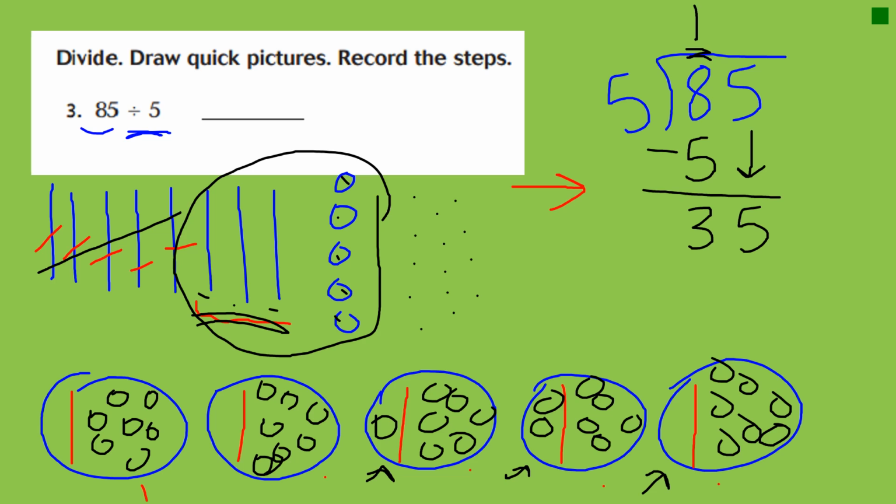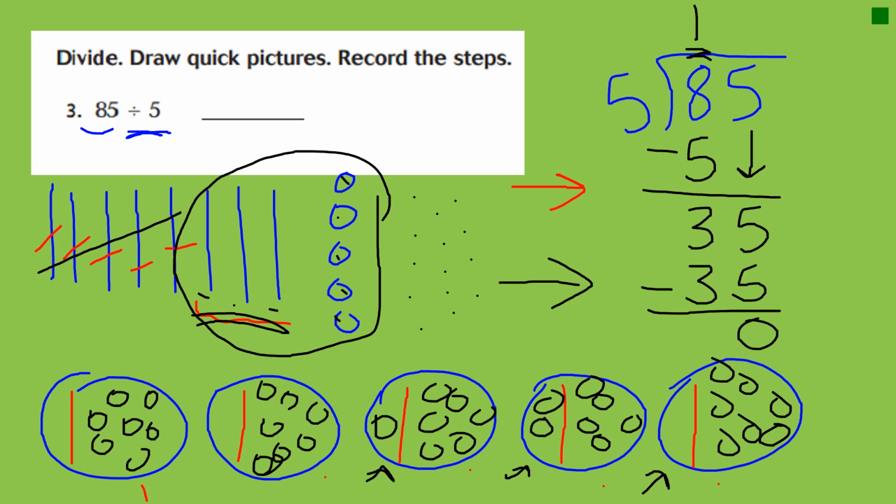So I could separate the 35 in this problem into all the sets. I don't have any left over. I have no remainder. So let's record that step. I took the 35 ones and I could separate all of those equally into the 5 sets.